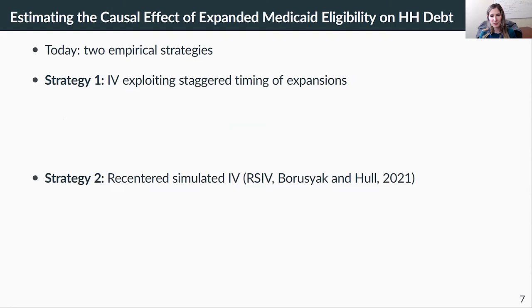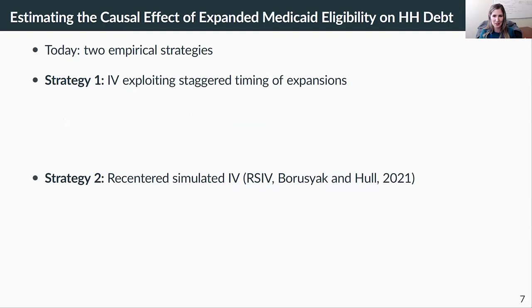Now, for the empirical analysis, I'm going to show you results from two different empirical strategies. The first strategy is going to be an instrumental variable strategy that exploits the staggered timing of expansions. And this is going to be something kind of more off the shelf. It's essentially a conventional strategy that a lot of economists have used to study the impact of Medicaid expansions.